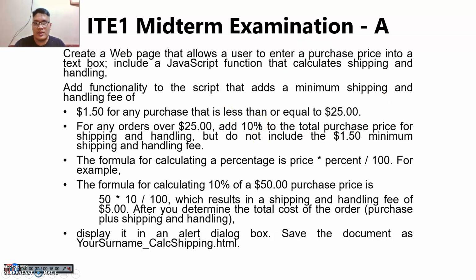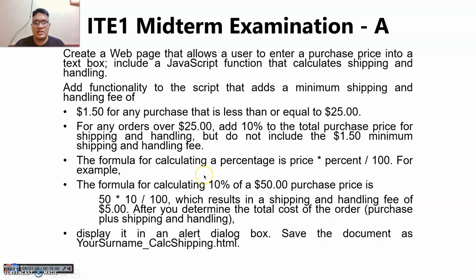Then I need to add functionality to the script that adds a minimum shipping and handling fee of $1.5 for any purchase that is less than or equal to $25. Whenever the order is more than $25, I need to add 10% of the total purchase price for the total fee, but I do not need to include the $1.5 minimum shipping and handling fee.